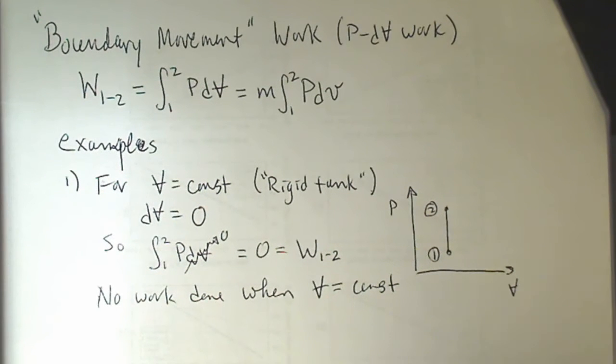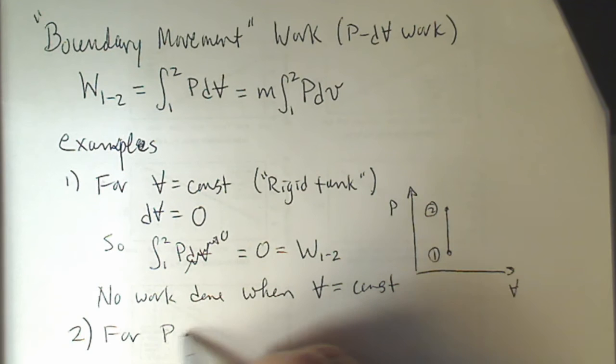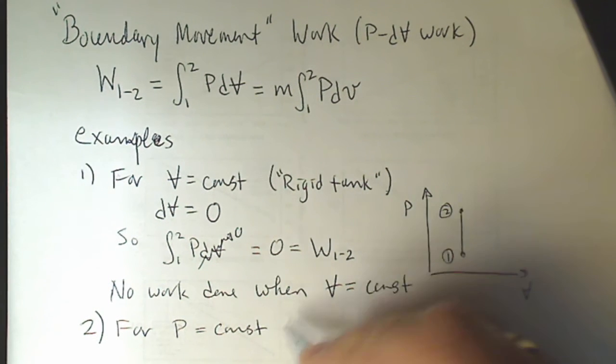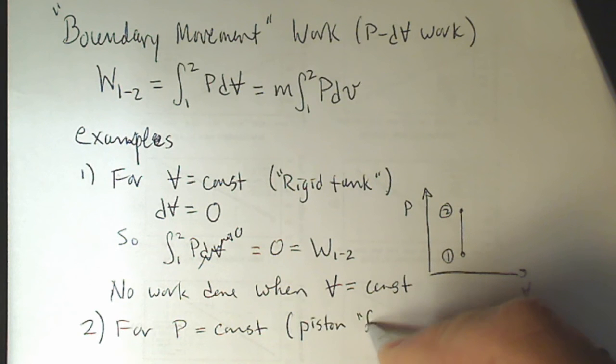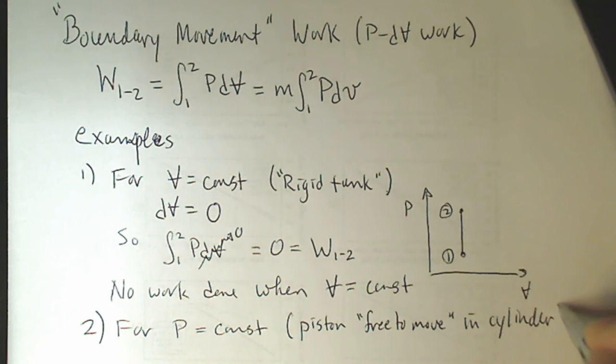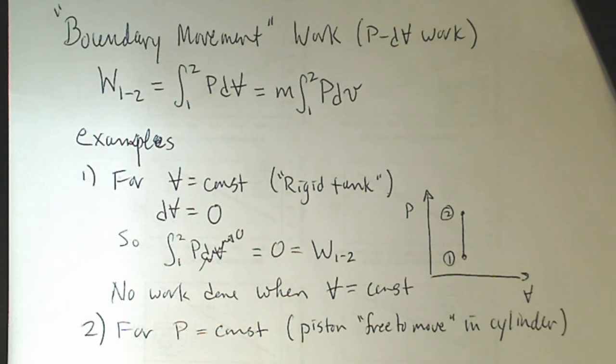Okay, as a second example, we can consider a process where pressure is equal to a constant. And this has been described as a piston that's free to move in a cylinder. In other words, there's no obstruction or nothing to impede motion of the piston in the cylinder.